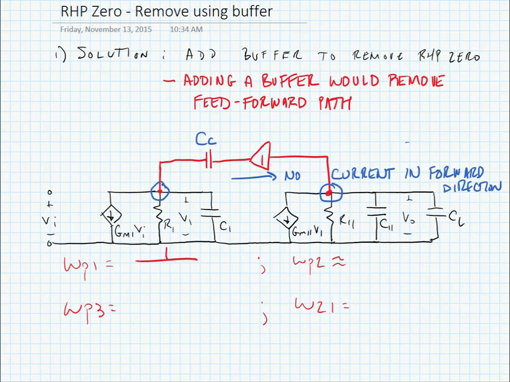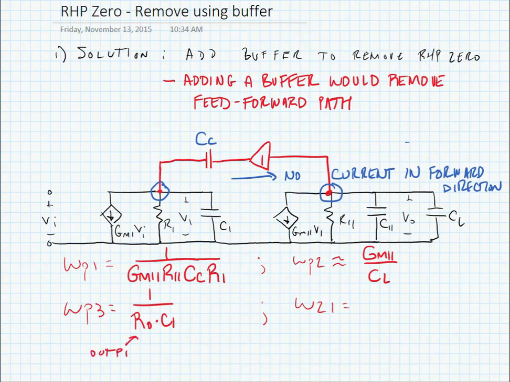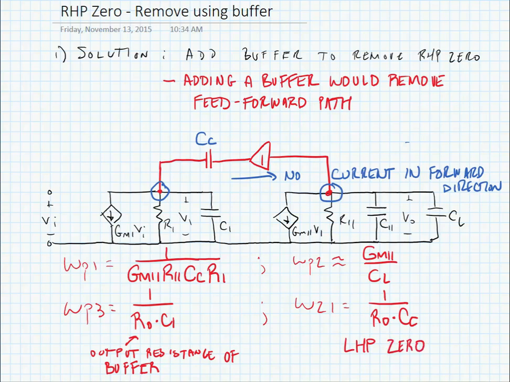Omega P1 is the same as before, 1 over GM2 R2 CC R1. Omega P2 is the same as before, GM2 over CL. Omega P3 is equal to 1 over RO times C1, where RO is the output resistance of the buffer. If we design the buffer well, the output resistance of the buffer should be low because an ideal voltage buffer would have a low output impedance. Finally, we have a zero that's equal to 1 over RO times CC, but this is a left half plane zero, so the phase shift actually helps us.